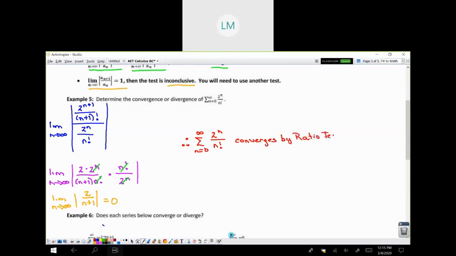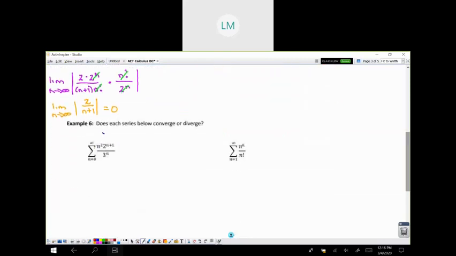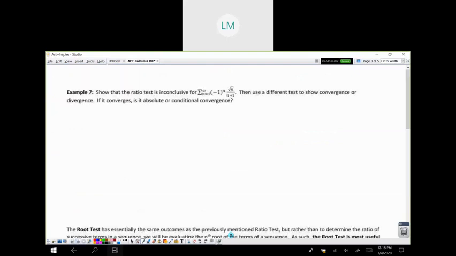Okay, so I'd like you to look at example 6. We will go over those and check your answers. Pay close attention to this one. And we will definitely go over that one in class tomorrow. So let's go on to example 7.